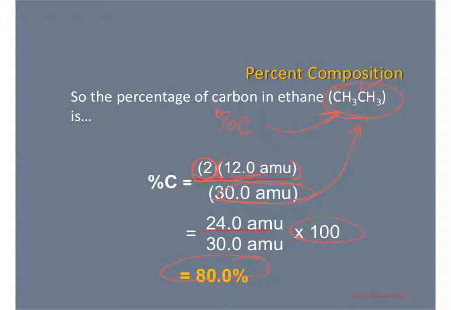Now, just to throw another little tip out there for you, realize that percents all have to add up to be 100, right? So if the percentage of carbon is 80, that means the percent of hydrogen in this compound is 20. So you can get that without going through the whole formula again.